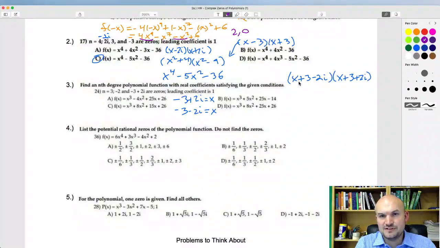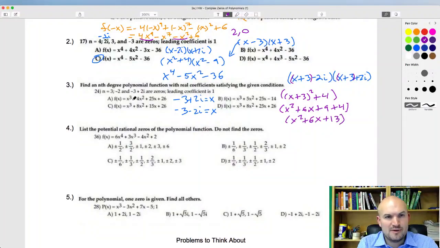Okay, recognizing the difference of 2 squares, I now have x plus 3 squared, and therefore this is going to be i squared, which is a negative 1, and then negative 2 times 2, which is a negative 4, so that's going to be a plus 4. I can expand x plus 3 squared to give me x squared plus 6x plus 9, and then plus 4. So that gives me x squared plus 6x plus 13. And then remember, we need to multiply it by this other 0. So if x equals negative 2 is the 0, then we need to multiply it by x plus 2.